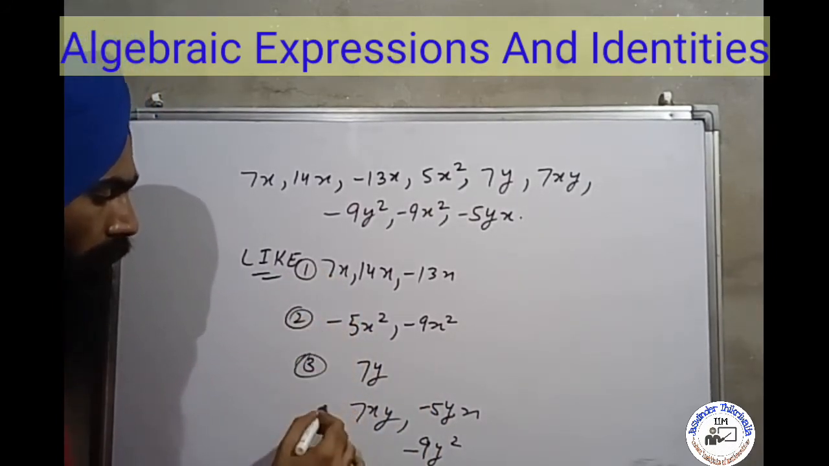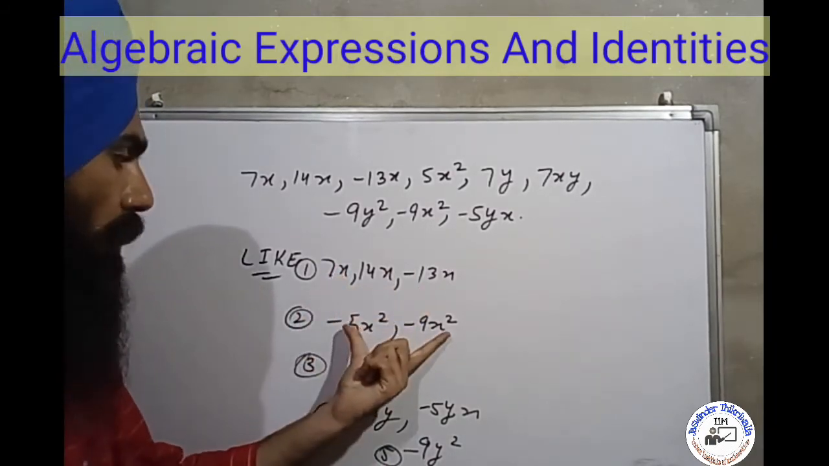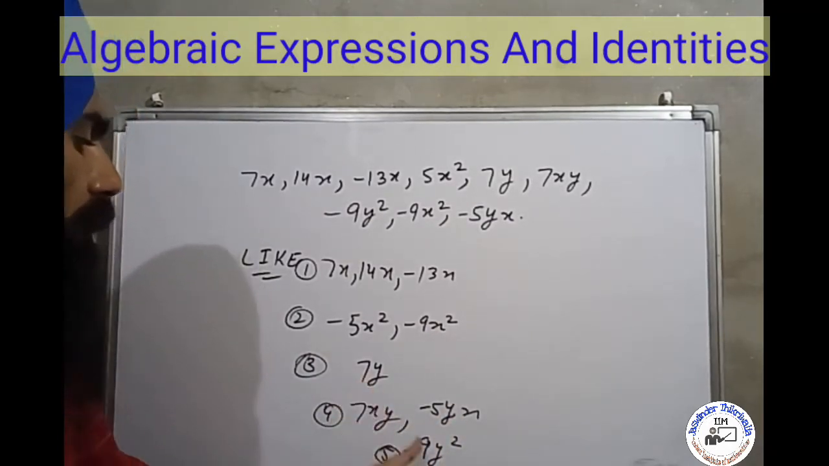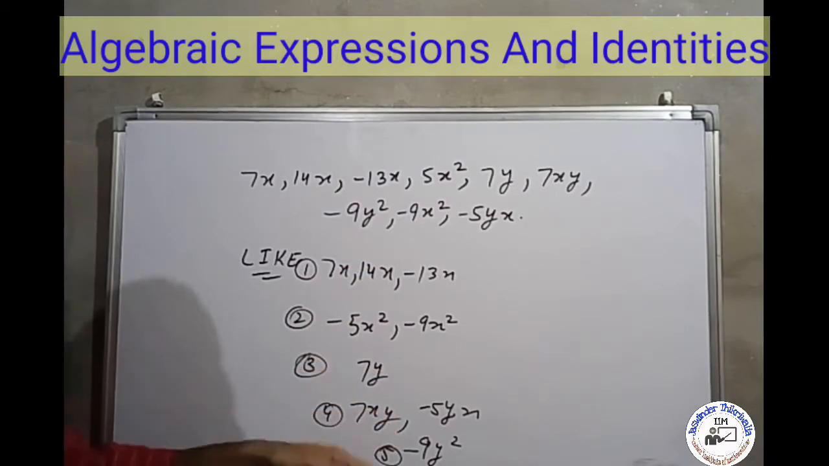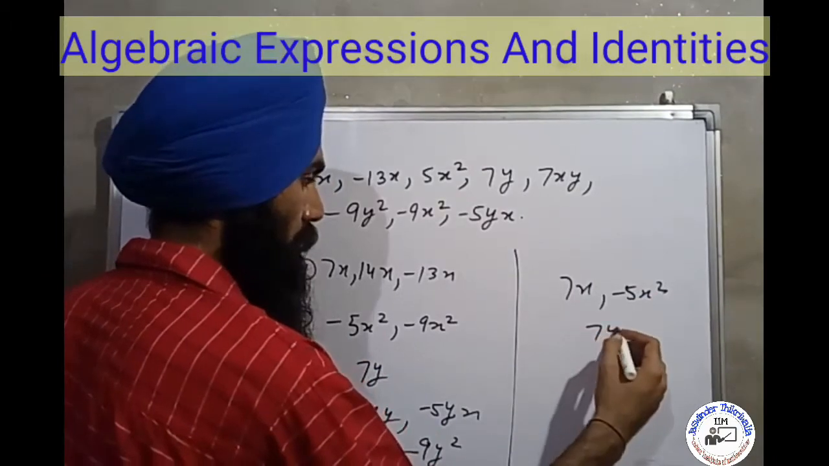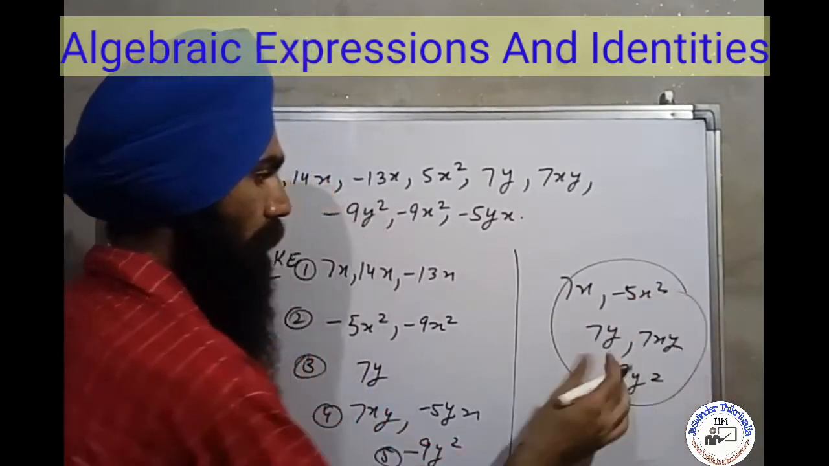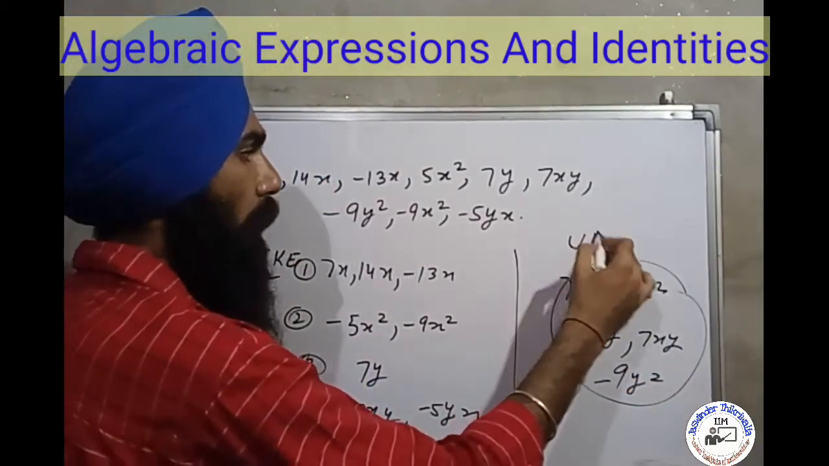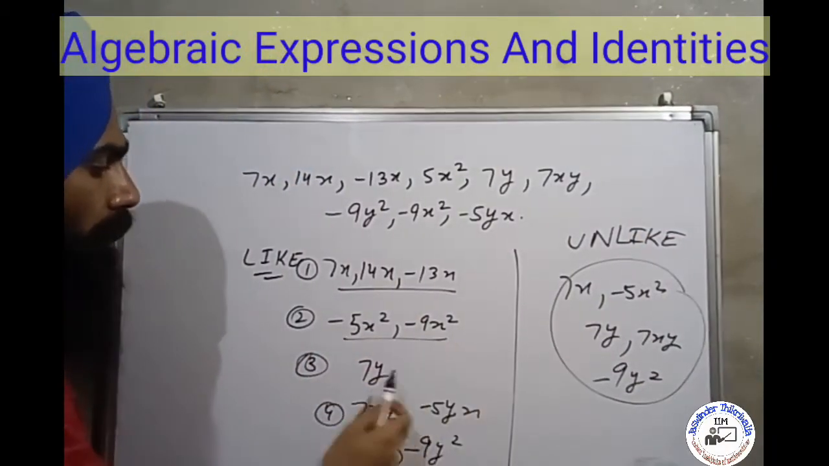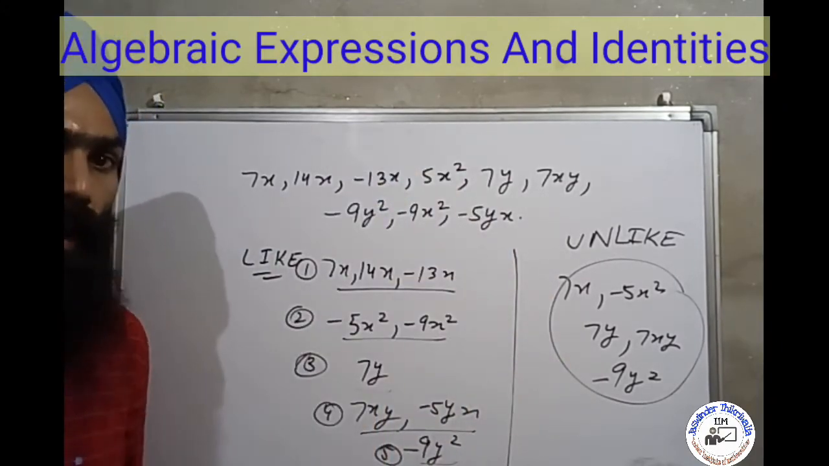So out of this you can check these are like. Okay, these are like with each other only, and these 3 are like, these 2 are like, this one is different, these 2 are like, these are also different. So with respect to each other, they all are unlike. How unlike? Because 7x, minus 5x square, 7y, 7xy, minus 9y square, there all the variables are different, so they are unlike to each other. And this side these are like, first one like, second like, third alone only, fourth like, fifth alone only. So it was an example of like and unlike terms.